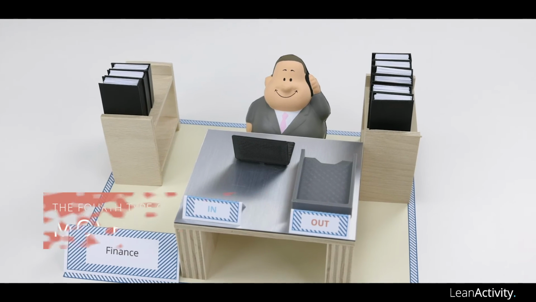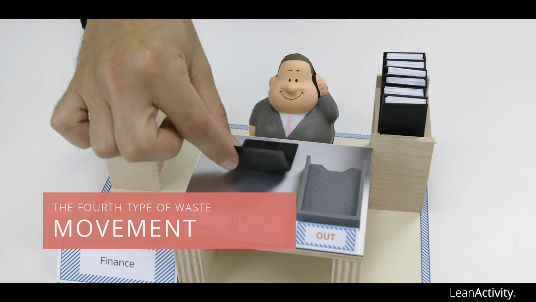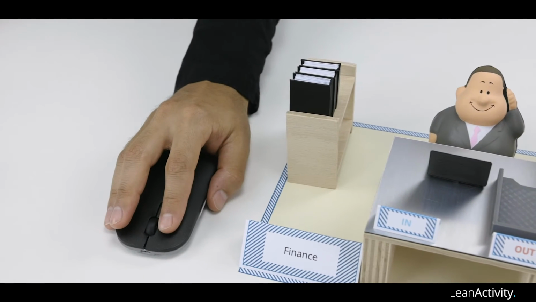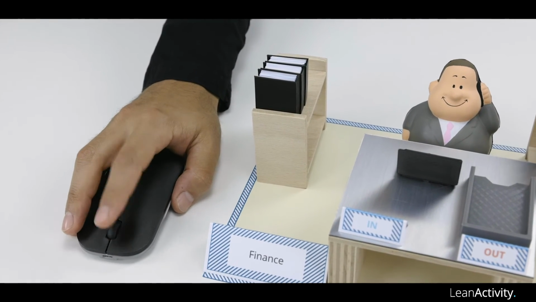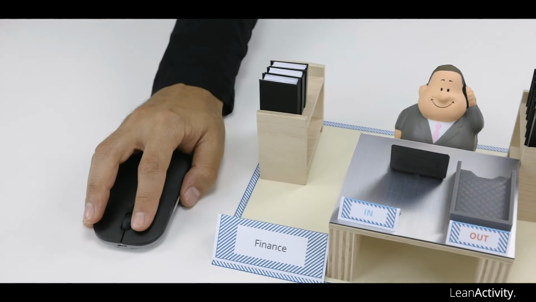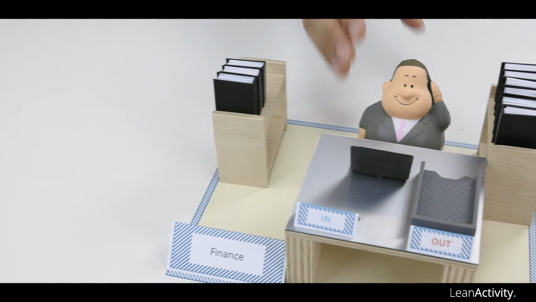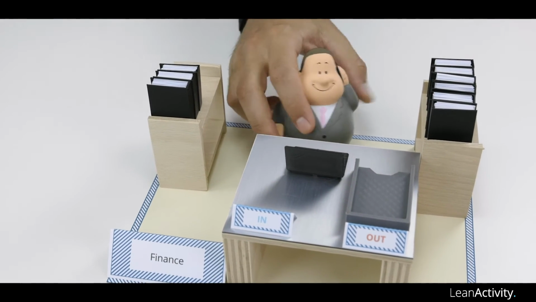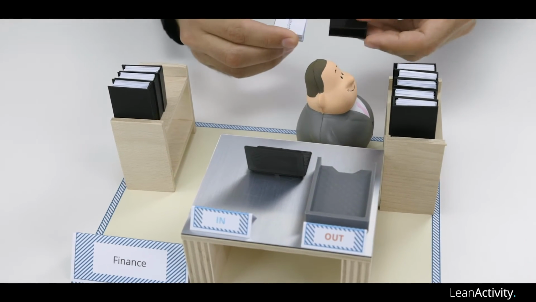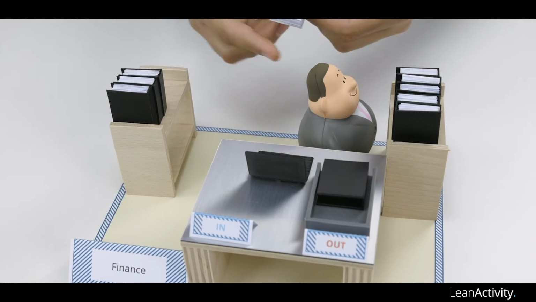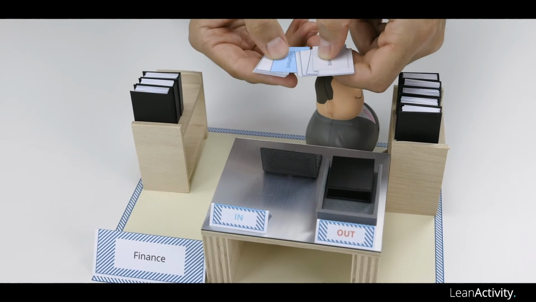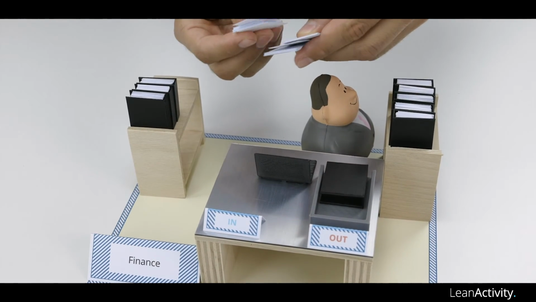The fourth type of waste is movement. In the office, we often face movements on our PC or laptop. As you can see here, we do a lot of clicking and scrolling to navigate through all our folders and subfolders, scrolling through endless lists of files until we finally reach the documents we were looking for. Same applies to physical documents in the office. Many times we have to go through many folders and papers until we finally find the right information we were looking for. All these activities are considered as movement and can be eliminated with the right lean tools.